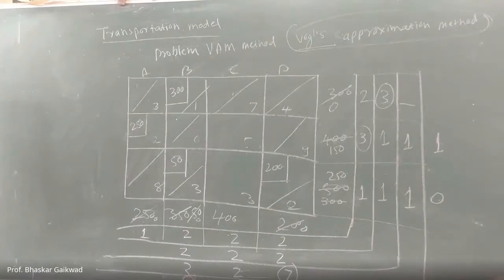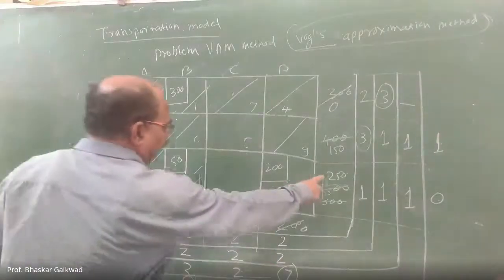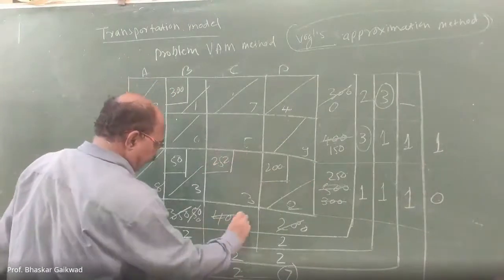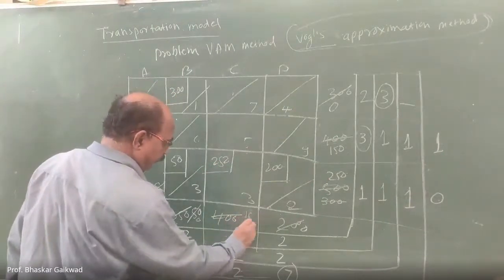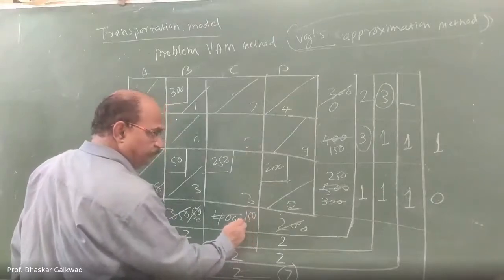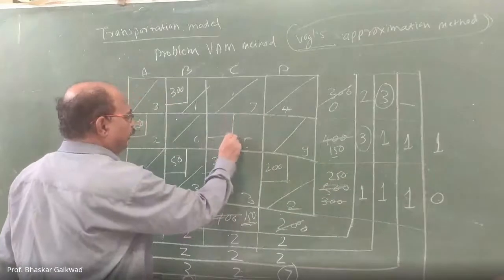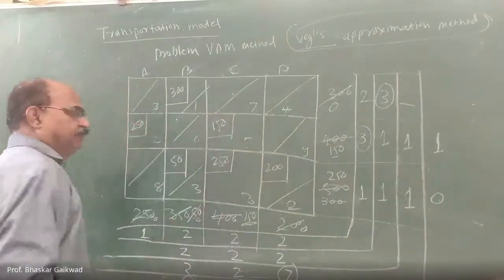5 and 3. So which is the minimum here? 250. So here we can write 250. And what is remaining here? 150. Correct? 250 plus 400. So 115, 150. So here 50.